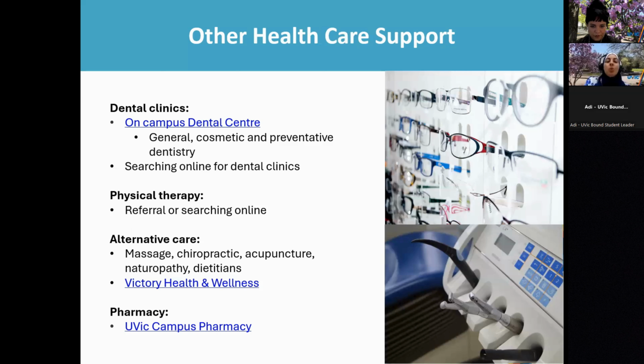Alternative care is what we refer to things like massage, chiropractic, acupuncture, and others where you don't need to see a doctor to get a referral to them. You can just go directly to them. We do have on campus the Victoria Health and Wellness, which is, again, maybe a 30-minute massage between classes can really help. So you can check them, and Victoria is actually very famous for having alternative care centers all around us.